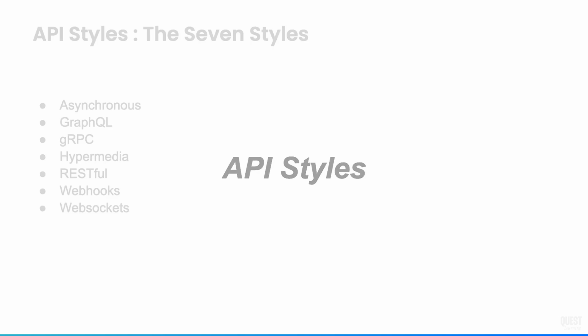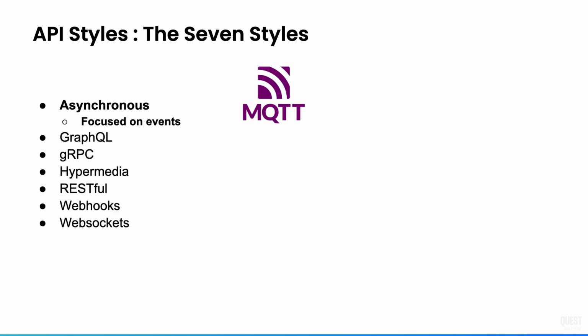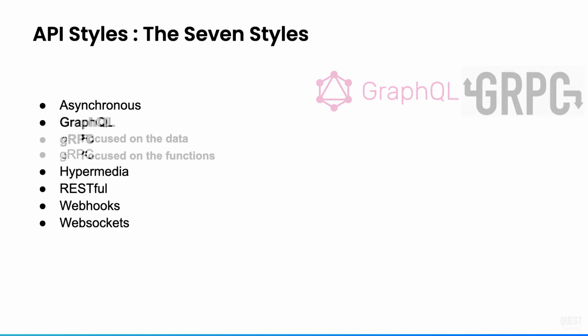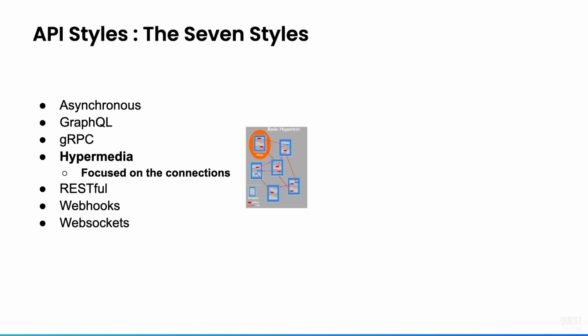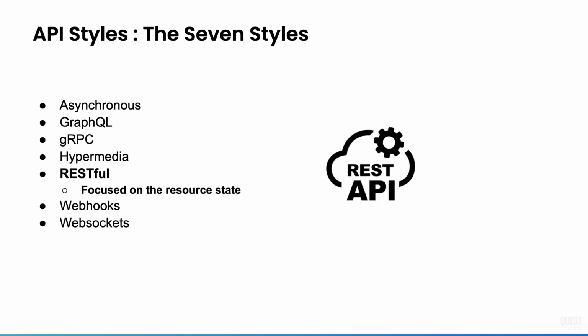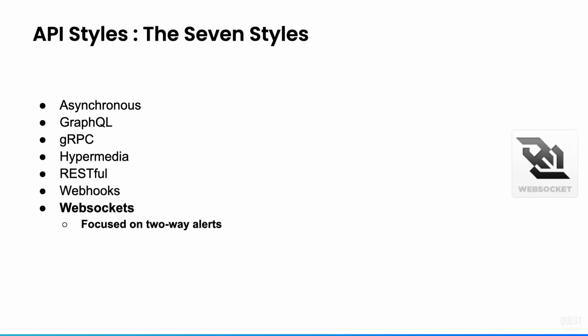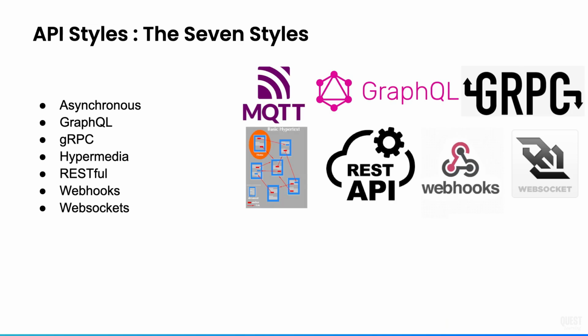And then we focused on the notion of API styles. There are lots of styles, but we focused on 7. The asynchronous style, which is good for events, the GraphQL style, which focuses on data, the gRPC, which focuses on functions, the Hypermedia API style focuses on connections. We can use RESTful when we want to manage resource state, Webhooks for one-way alerts, and Websockets for two-way alerts. That's lots of possible styles, and each has its own strengths and challenges, and you want to focus on the ones that are going to give you the most benefit for your need.